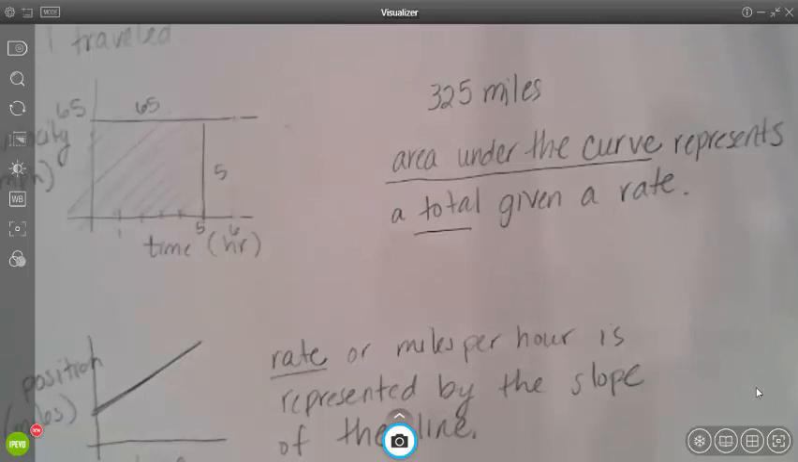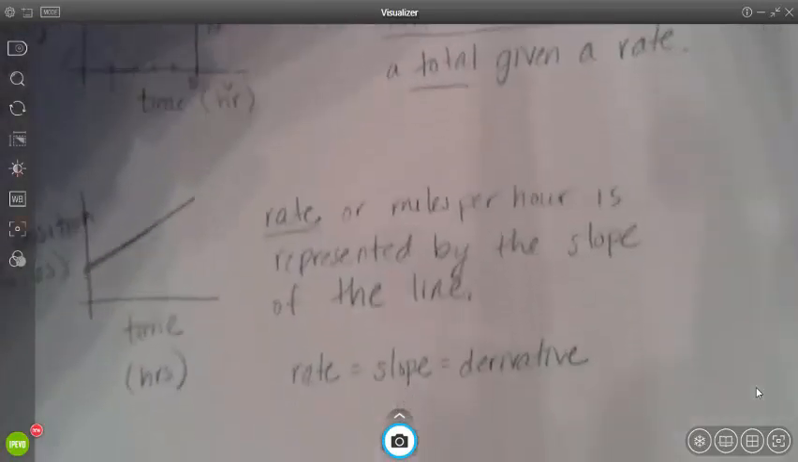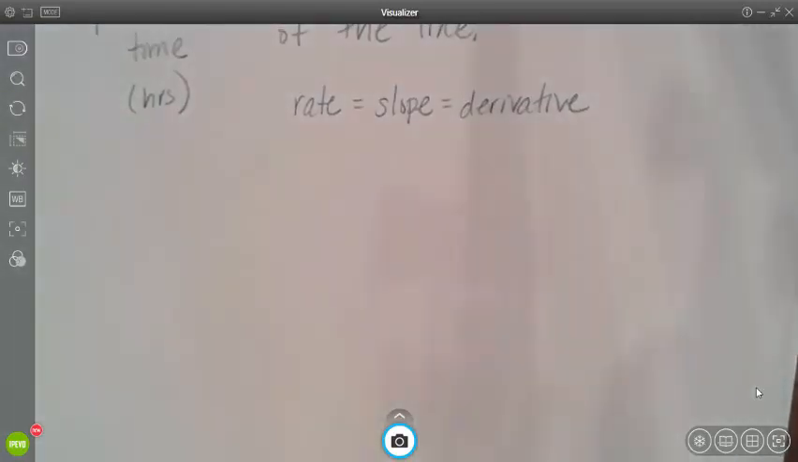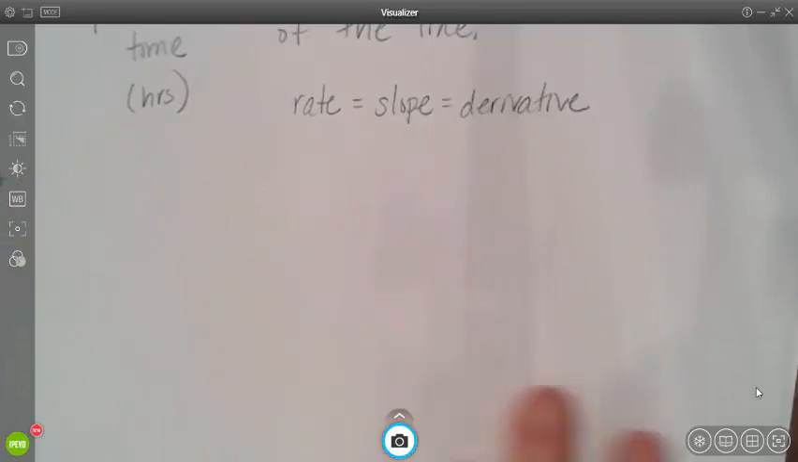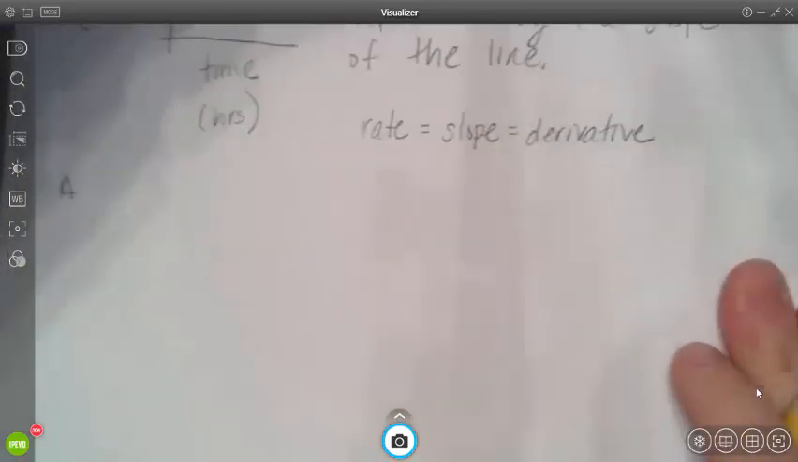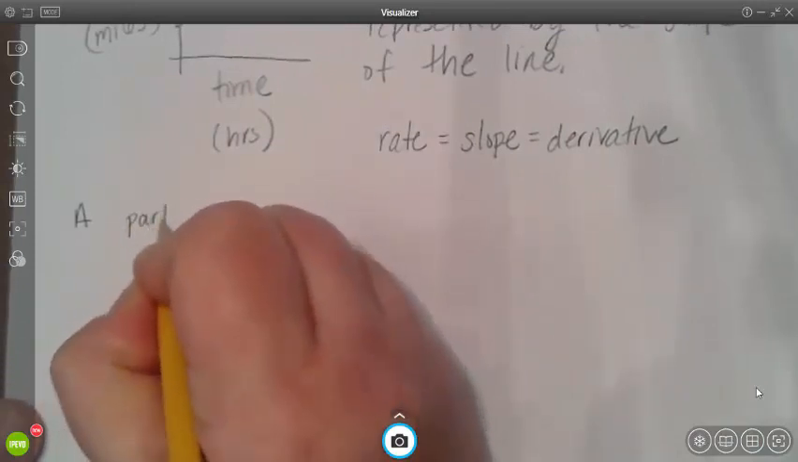Okay, so this is obviously a really basic example of what we're going to be looking at. We're going to be looking at some other types of problems. So if we think about a particle moving, because we like to talk about particles moving a lot in calculus, right? So a particle, this is going to be another example.